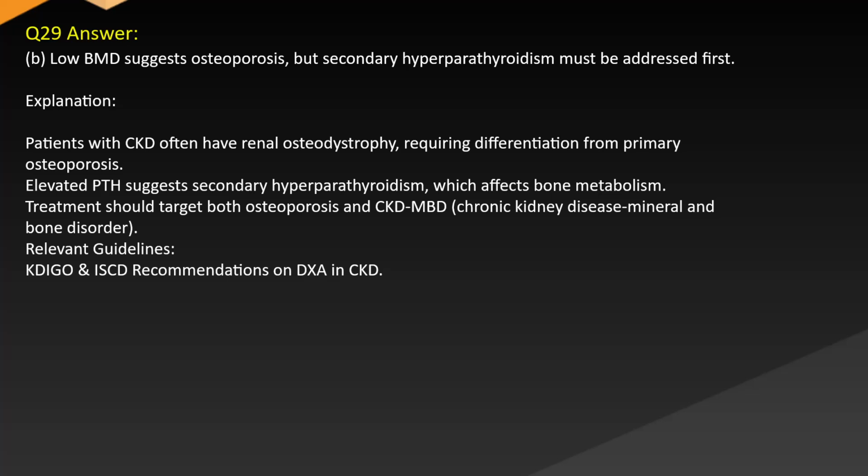Answer: B. Low BMD suggests osteoporosis, but secondary hyperparathyroidism must be addressed first. Explanation: Patients with CKD often have renal osteodystrophy, requiring differentiation from primary osteoporosis. Elevated PTH suggests secondary hyperparathyroidism, which affects bone metabolism. Treatment should target both osteoporosis and CKD-MBD, chronic kidney disease mineral and bone disorder. Relevant guidelines: KDIGO recommendations on CKD-MBD.